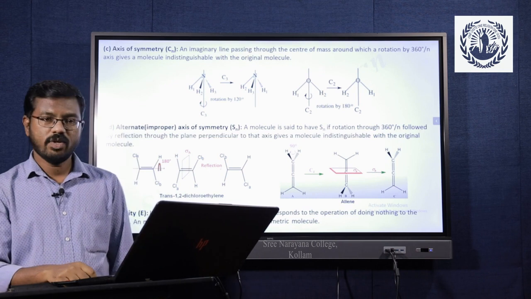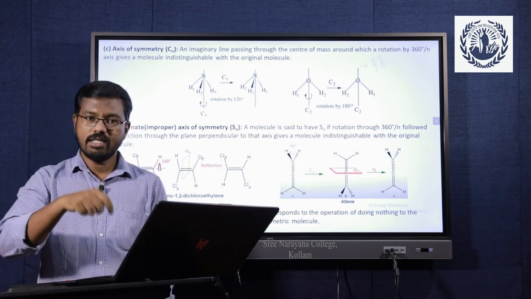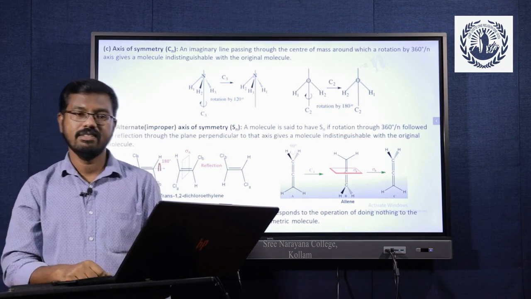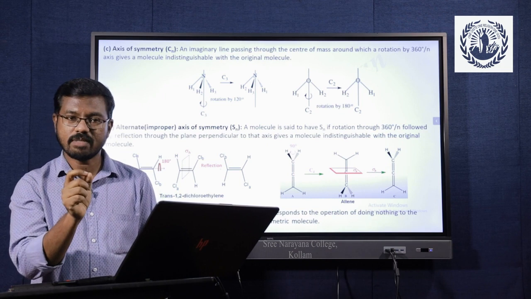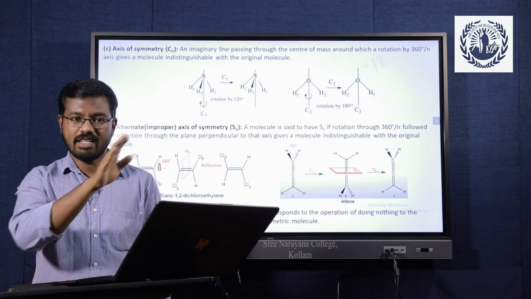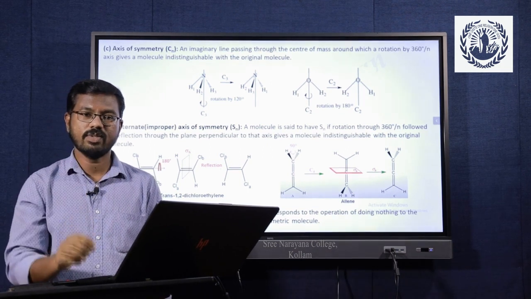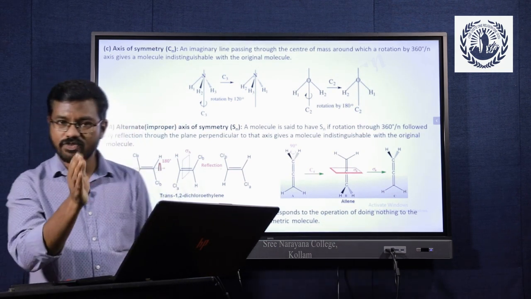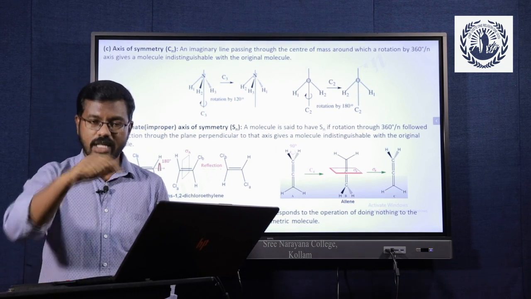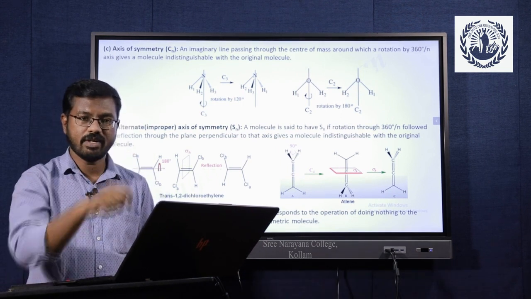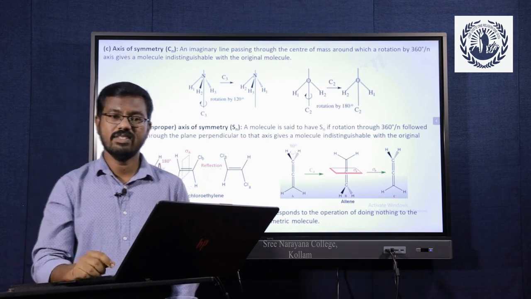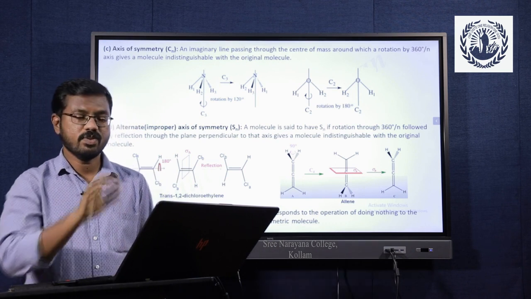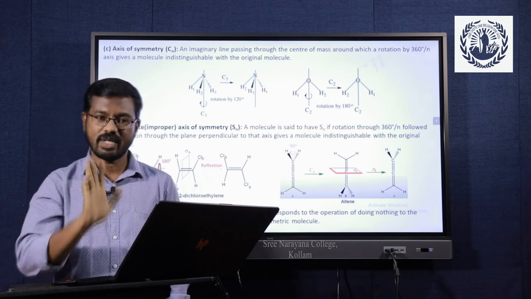I will explain that. When ammonia is rotated about that particular axis by an angle of 120 degrees, we get an indistinguishable structure. So, 360 by 120 is equal to 3. That is why that particular axis is termed the C3 axis. Whereas, in the case of water, if you rotate it by 180 degrees about that axis, we get indistinguishable structures. So, 360 by 180 is equal to 2, and that axis is termed the C2 axis.